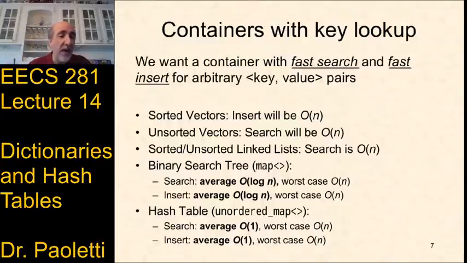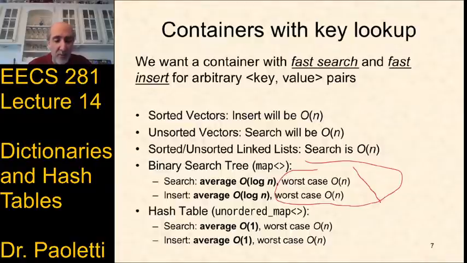So if we used a binary search tree, then we would get an average case log n, a binary search in the binary tree, but we could get worst case. The worst case happens when we get a big stick. If we insert them in a bad order, we could end up with a big stick and then we don't get log n behavior anymore.